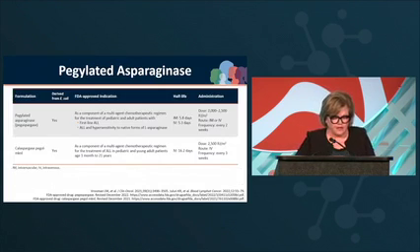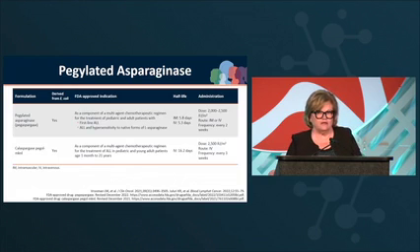So we know that there are now 2 pegylated asparaginase products on the market. The one that we probably use the most is this first one, the pegylated asparaginase. It's given IM or IV, and particularly most of us give this IV.